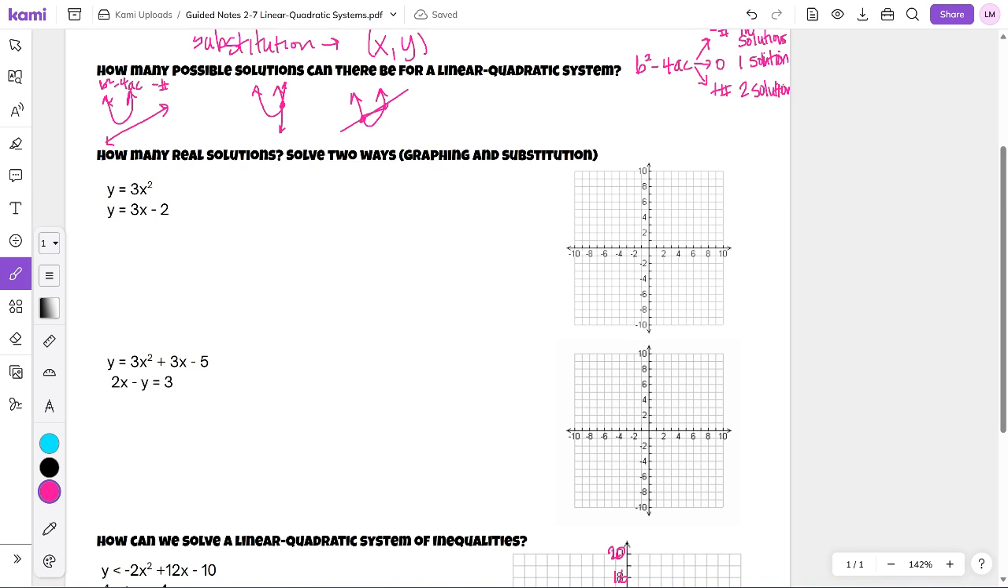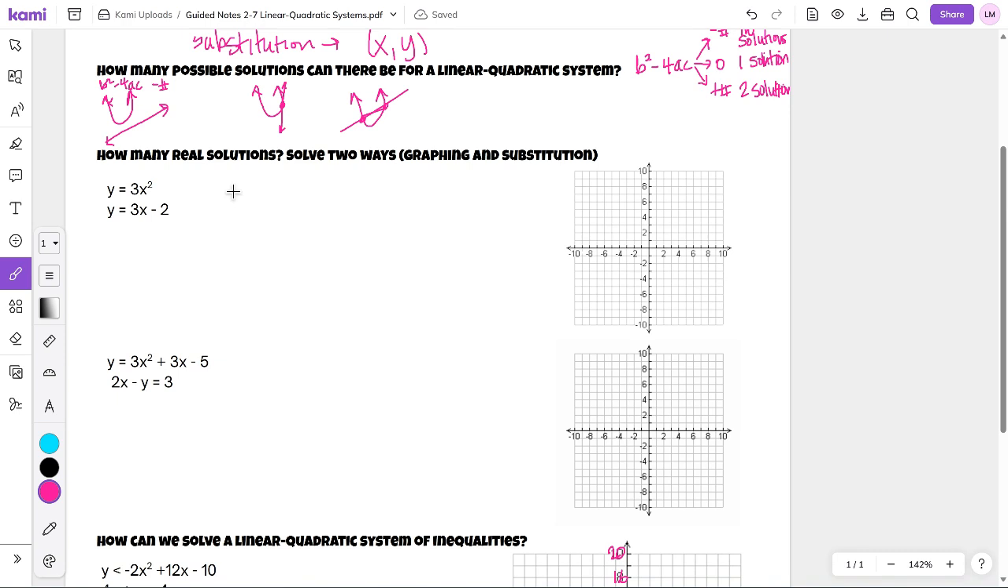So how many solutions? We want to solve in two ways. We want to graph, and we want to use the substitution method. I'm going to use the substitution method and leave the graphing for you. You can grab Desmos to graph. We can also graph these pretty quickly by hand.